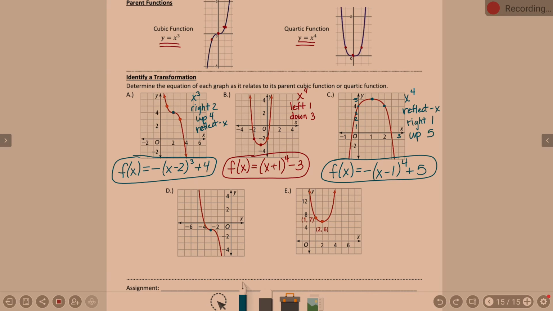Okay, back to the cubic, right? Back to the curvy thing. Besides it being a cubic, what else do we know? How about left 3, down 1? That centering point goes left 3, down 1, right? If you look carefully for that centering point. What else?